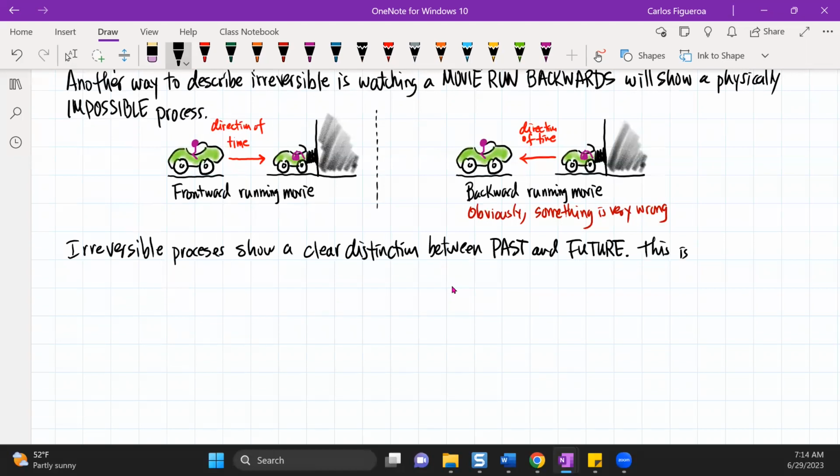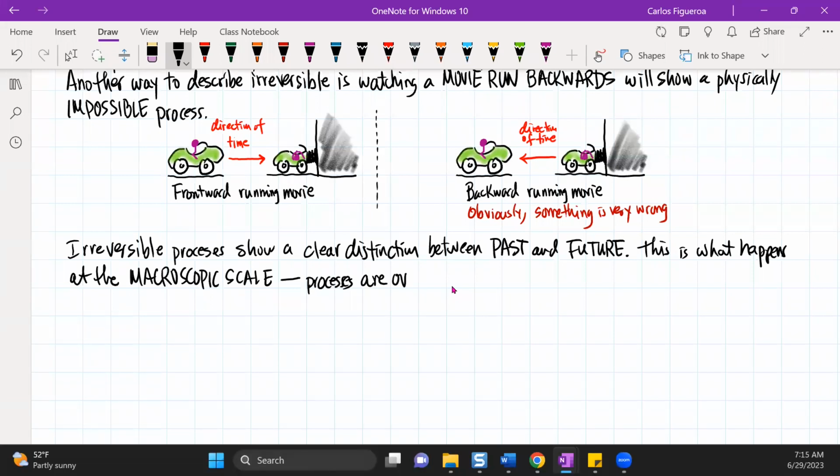This is what happens at the macroscopic scale. So what we say here is that these processes are overwhelmingly irreversible.